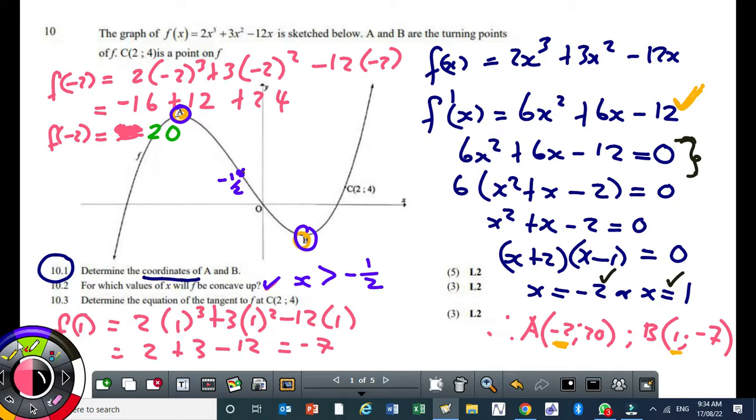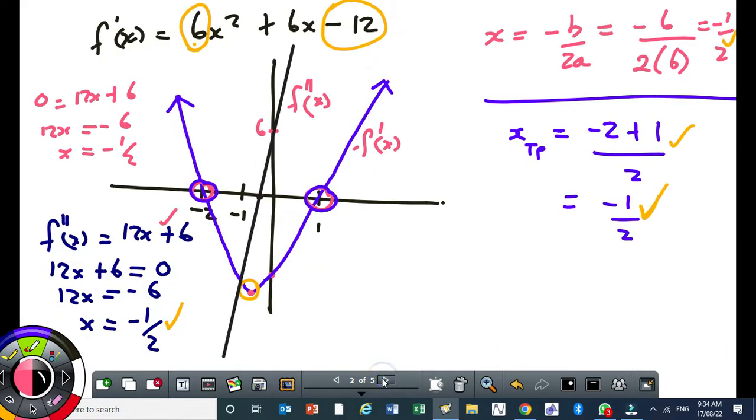Then 10.3, it's a very easy question. You need to determine the equation of the tangent at C. Now, we have already found the first derivative. So all we have to do is substitute x equal to 2 into the first derivative to find the gradient. Remember, the gradient of the tangent and the gradient of the graph are the same at that point.